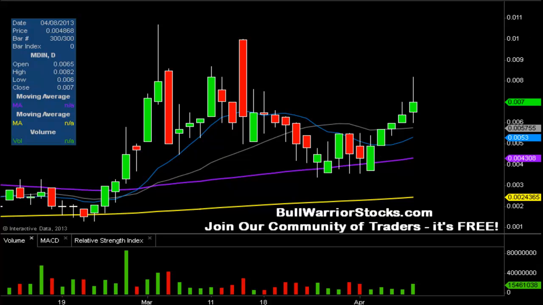There are some other levels. First, right here, this blue line, and then we have that gray line right there. The blue line is a 10-day simple moving average. The gray line is a 20-day. Blue line valued at 0053, and the 20-day simple moving average valued at 0058. There's one thing to keep in mind though, because these are moving averages, they are dynamic, meaning they change with time. So while these are the current values, they will change as the week goes on.